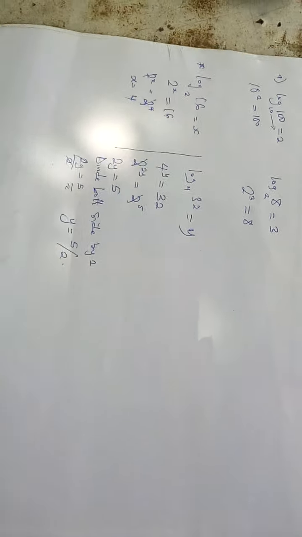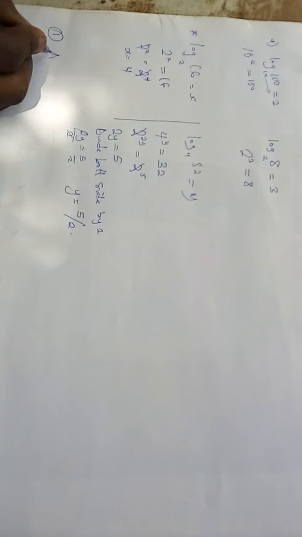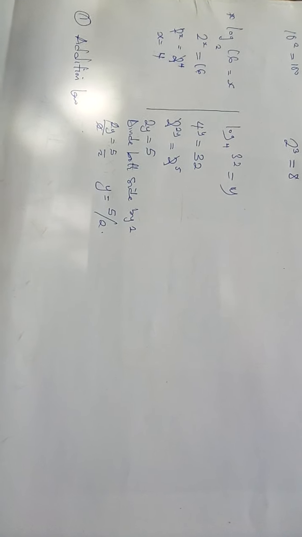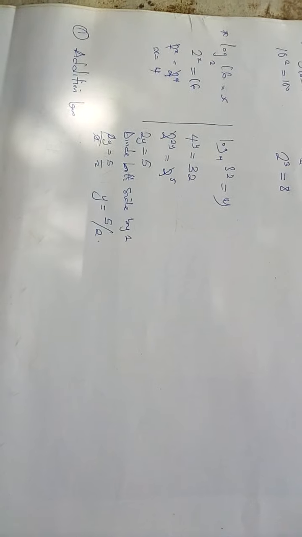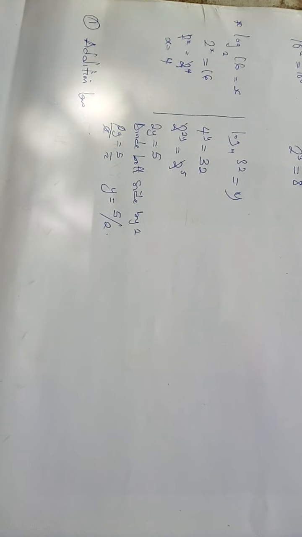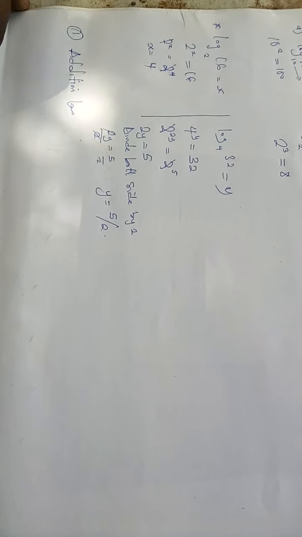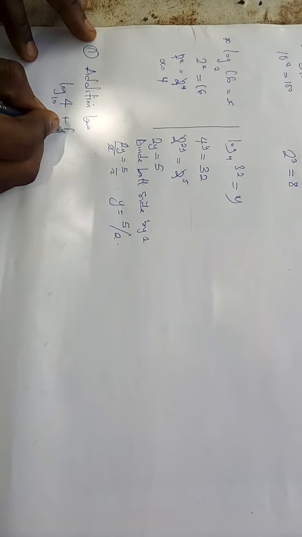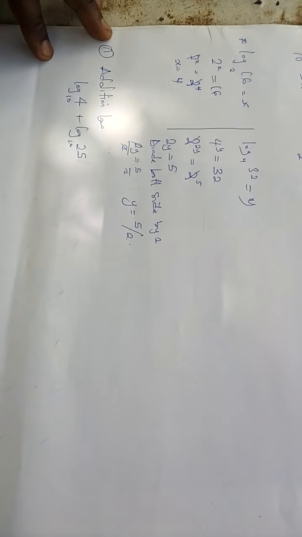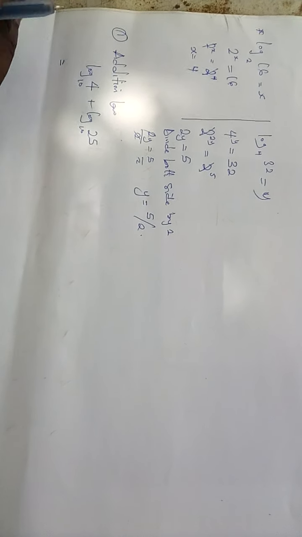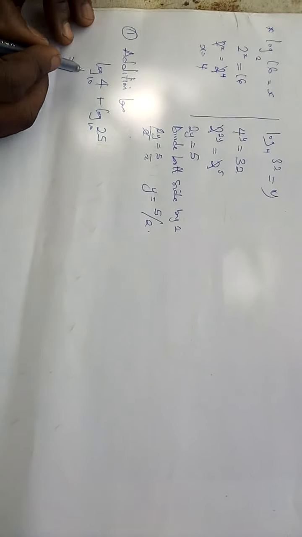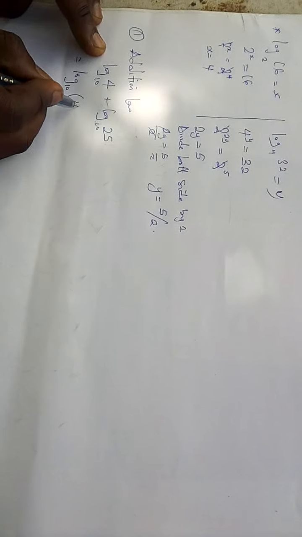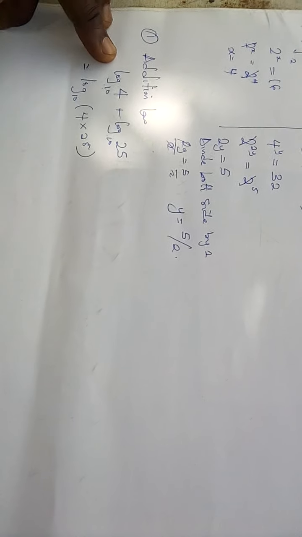So this is what I want to show you. Now let's move into the laws. The first law is the addition law. This law implies that when two logarithms of the same base are added, the result is the product of the two logarithms to their common base. For instance, we have log 4 to base 10 plus log 25 to base 10. This is how you solve it. The bases are all the same, so just choose one to be 10, open bracket, 4 times 25, close bracket.